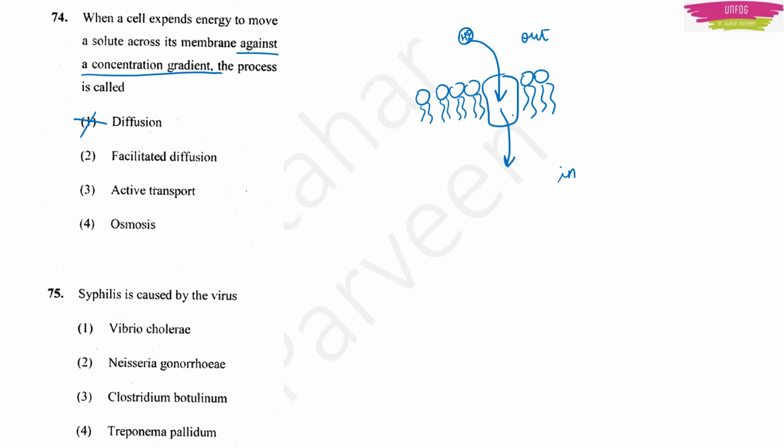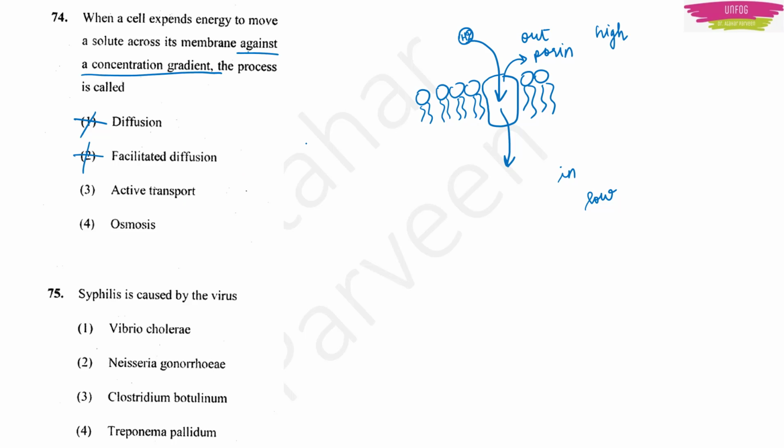Now this is facilitated diffusion because the transport of the water molecule is being facilitated by this protein channel called porin, right? So this is facilitated diffusion, and this also occurs from the higher concentration gradient. Higher concentration gradient means here the concentration outside the cell is high and inside the cell is low. So water flows from higher concentration to lower concentration, and again no energy will be required. So facilitated diffusion is also the wrong answer.